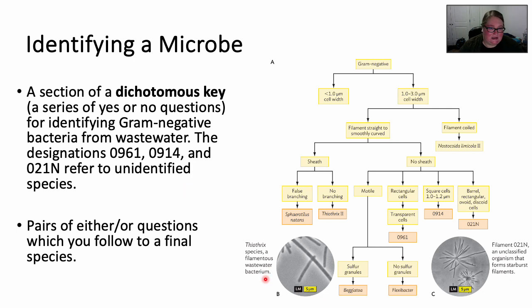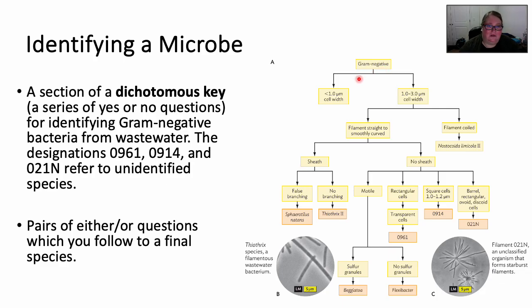This dichotomous key is specifically for wastewater. We did a gram stain, and we found out that our bacteria is gram-negative, so we're going to use this dichotomous key. The thing about dichotomous keys is they're really great, but they're not something that somebody off the street can come in and use. It takes a lot of training to read a dichotomous key, and it uses a lot of microscopy.